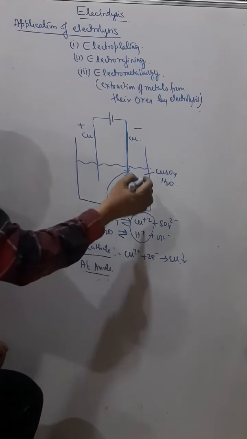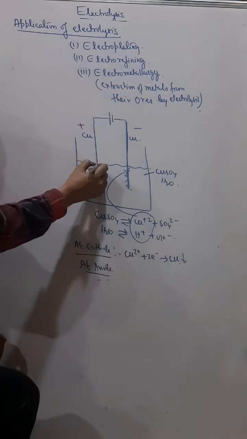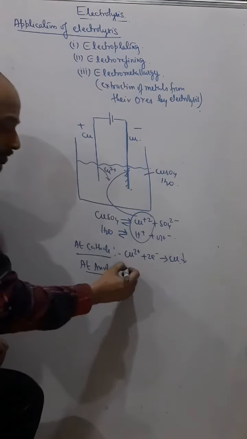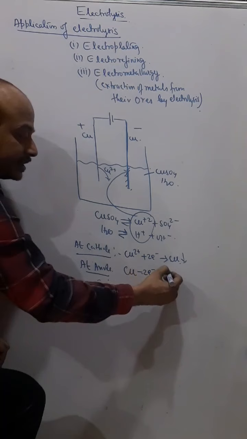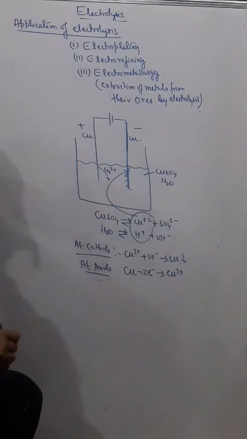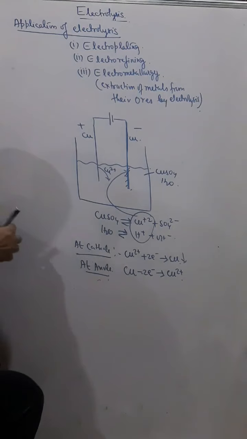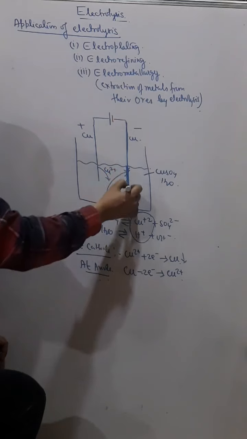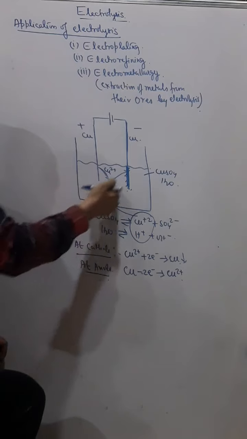At the anode both SO4 and OH- migrate towards the anode, but neither of them discharge because this copper anode itself is releasing Cu2+ ions. The copper anode itself is losing electrons and forming Cu2+ ions, which get added into the solution. So you can understand what is constantly happening. Copper ions are discharged at the cathode and stick on it, and copper ions from the anode are released. So there is an equilibrium.